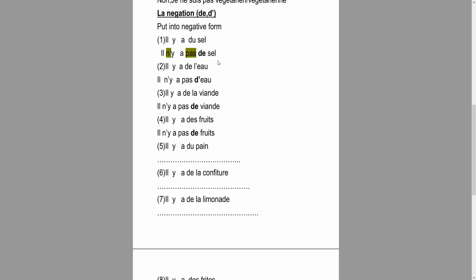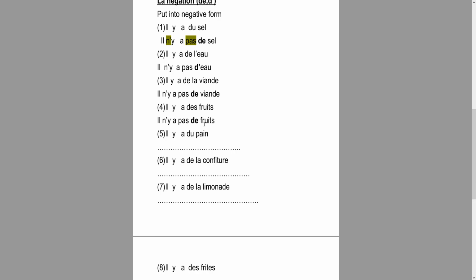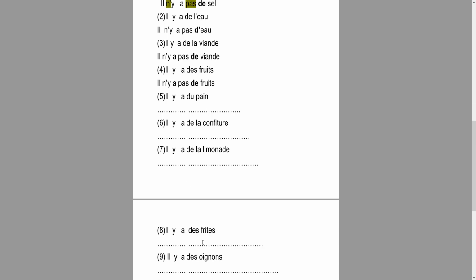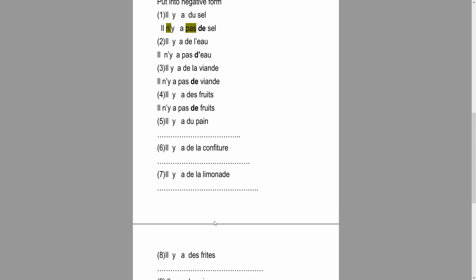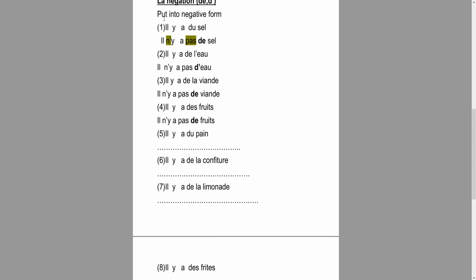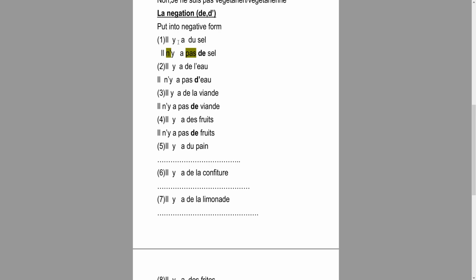Look at the things. The important things I have bolded and used color. Always you have to write il n'y a pas. For everything in the negative form, il n'y a pas, il n'y a pas, likewise. Then you have to see: if it is du, it will change into de. If it is de la, also de. If it is des, de with the word in plural. Now look at this from the beginning. Il y a du sel, il n'y a pas de sel. There is no salt.